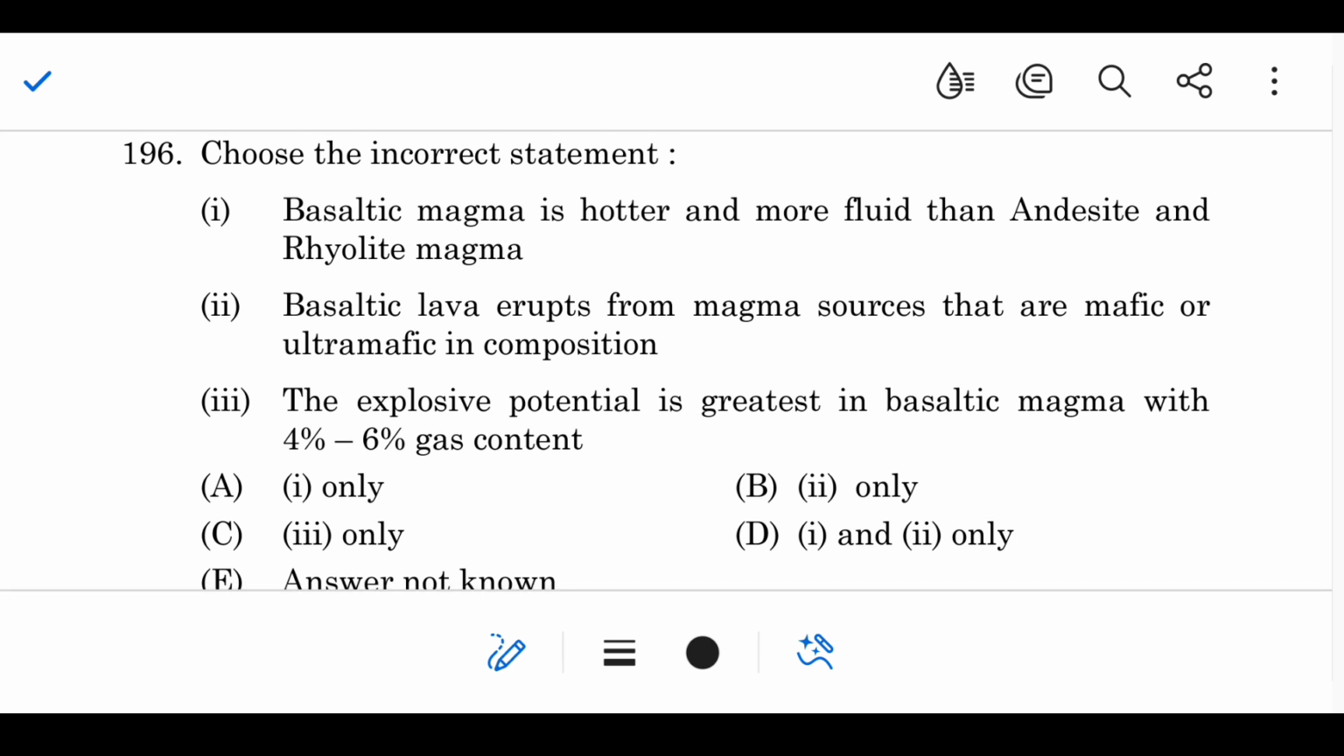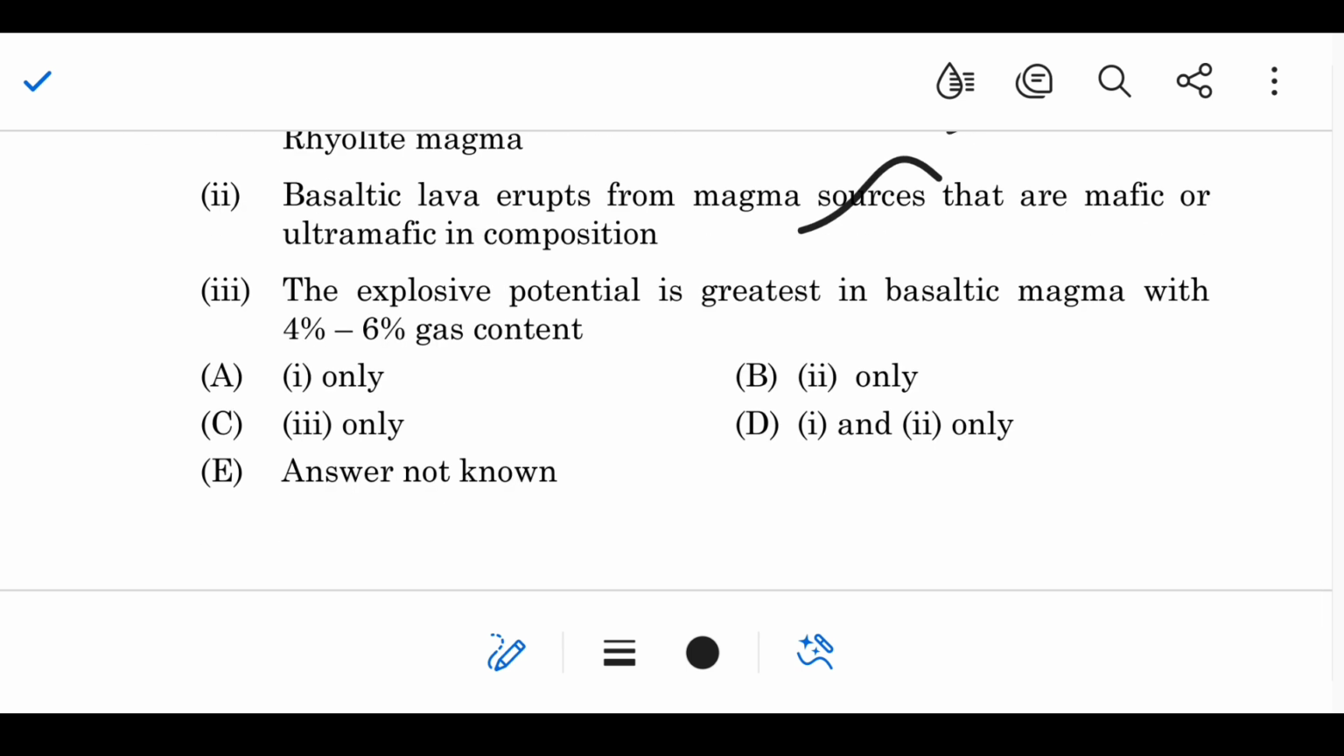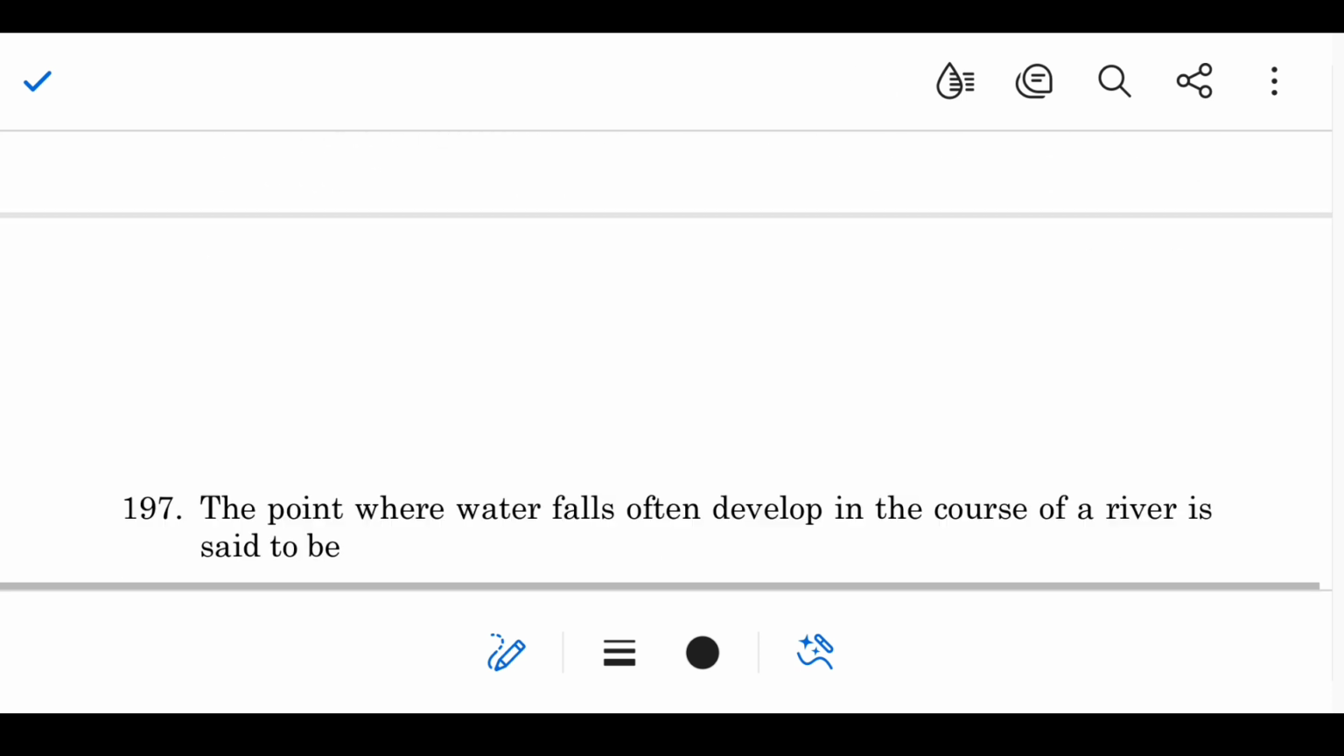Choose the incorrect statement. Basaltic magma is hotter and more fluid than andesite and rhyolite. Yes, correct. Basaltic lava from magma shows that it is mafic or ultramafic. Okay, right. The explosive potential is greater in basaltic. No, that is not correct. Only option 3 is not correct.